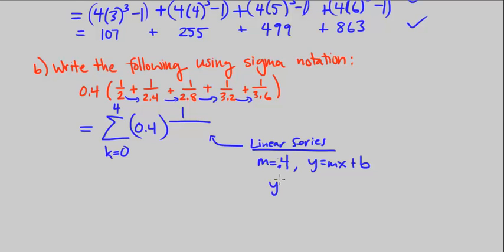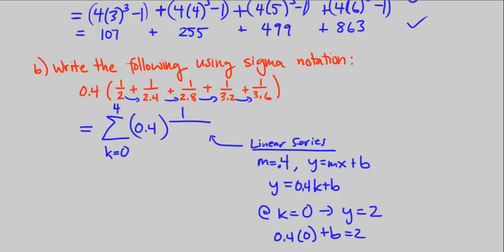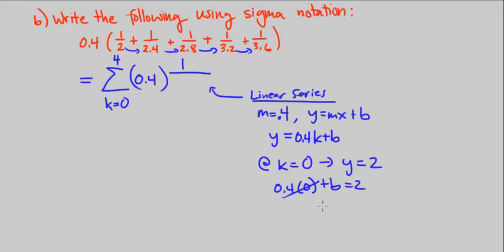I have it in the form with my variable being k, so I'm going to write y is equal to 0.4k plus b. At k equal to the first number, that's 0, y is equal to my first output, that's 2. So I have 0.4 times k, which is 0, plus b equals 2. That shows b is equal to 2. So my linear series is y is 0.4k plus 2.